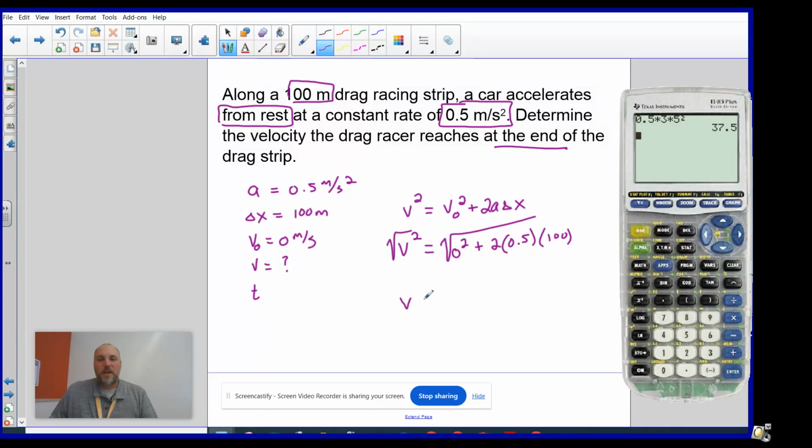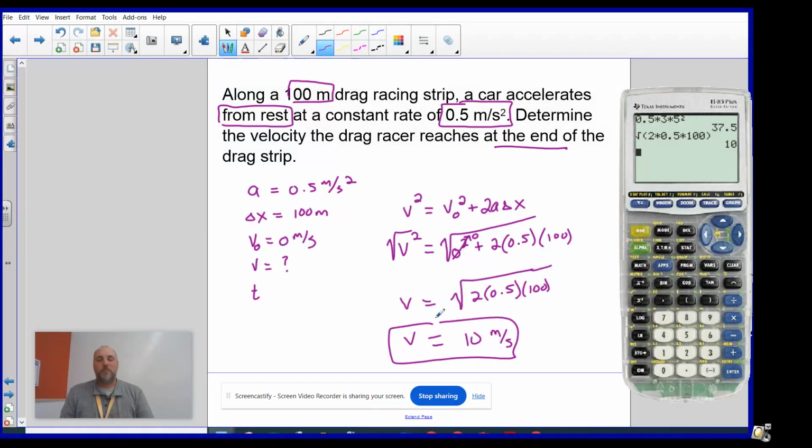And over here, since 0 squared is 0, I have just the square root of 2 times 0.5 times 100. And again, I'm going to put that in a calculator. I'll do second square root 2 times 0.5 times 100, and then close the parentheses. Okay? And the square root of 2 times 0.5 times 100 is 10, and then I'll report the correct unit for velocity. That should be meter per second. So the final velocity is 10 meter per second.